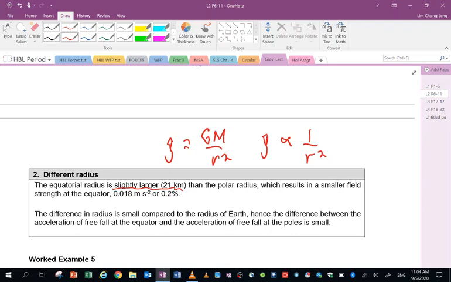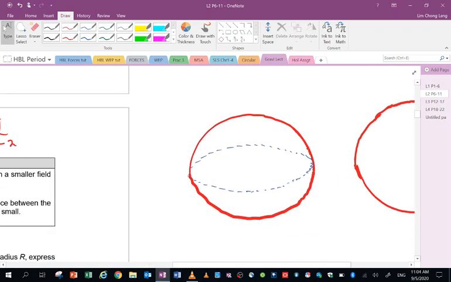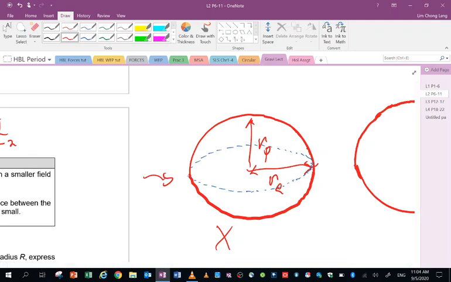So this is the bulging Earth that we are talking about. The radius at the equator is slightly more than the radius at the pole. Now, for A level, we will not consider a bulging Earth like that. It is bulging at the equator. You see that the equator is bulging out. So we will not consider Earth as a bulging Earth.